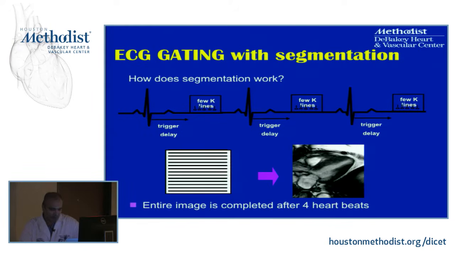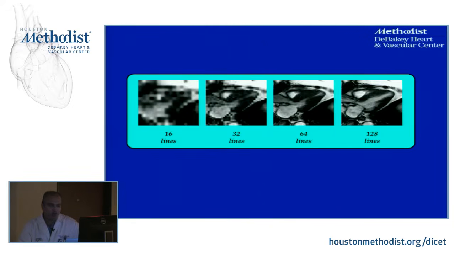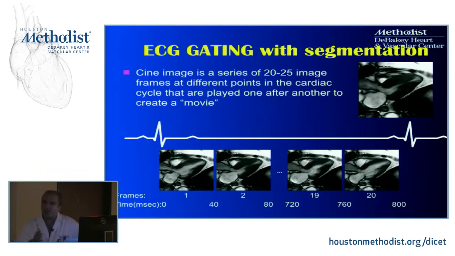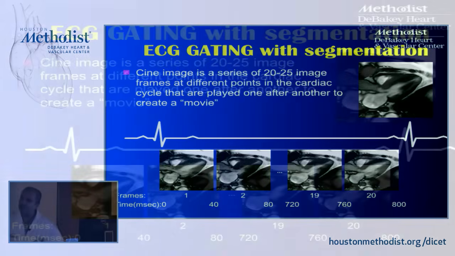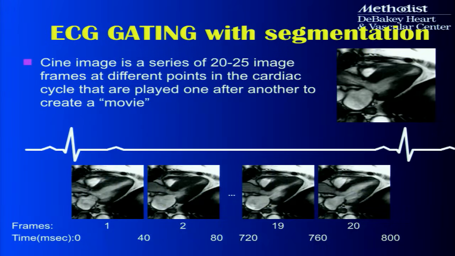So this is an example of a still frame image that I wanted to acquire, where I would acquire all of my lines of data typically in mid-diastole when the heart is stationary, when it's not moving. But what if I want to acquire motion images? I want to acquire Cine, what we call a Cine loop. That's actually done by acquiring a series of images at slightly different points within the cardiac cycle.